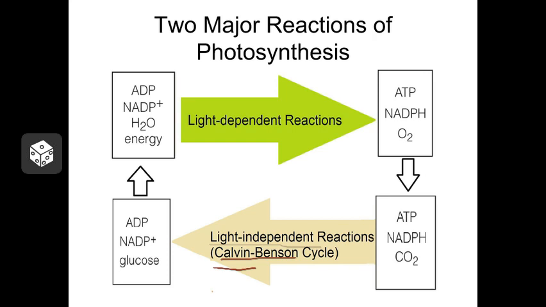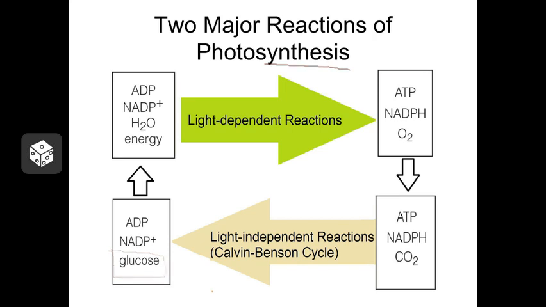So what's the point of this set of reactions? Well, of course, it's to make glucose. We're going to make sugars. That's what we're synthesizing in these reactions. Now, making glucose, building a big molecule, is endergonic in nature. It's anabolic in nature, so that requires energy.